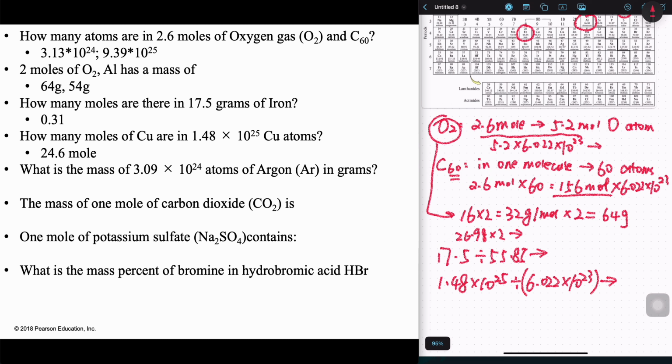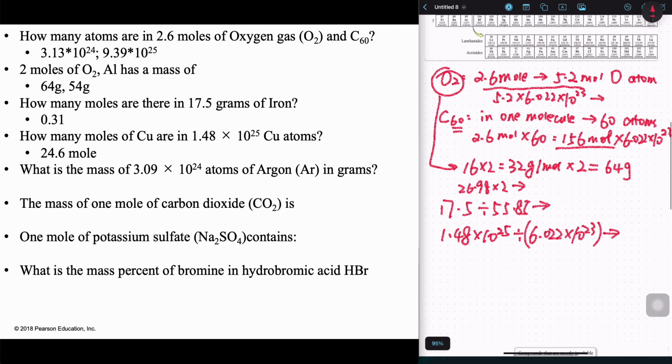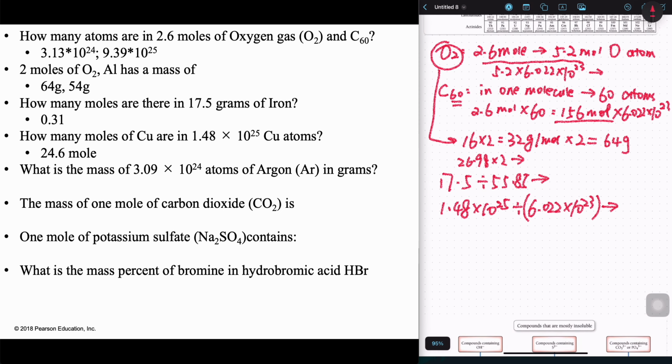Okay. Next question. What is the mass of this amount of the argon in gram? Again, in order to calculate the mass from the exact number, there's no direct way. We need to calculate it in two steps. The first step is to convert it into mole, and the second step is to convert it into mass.